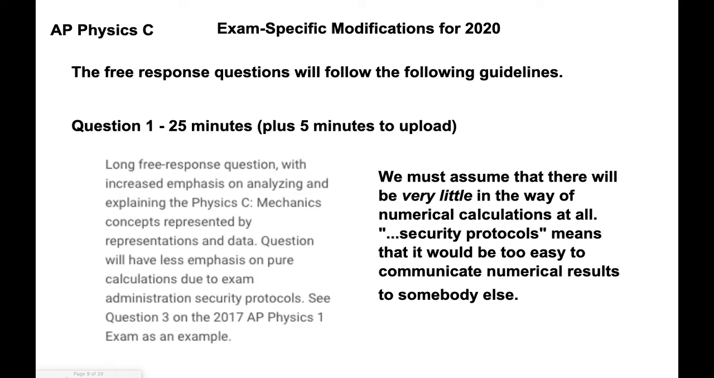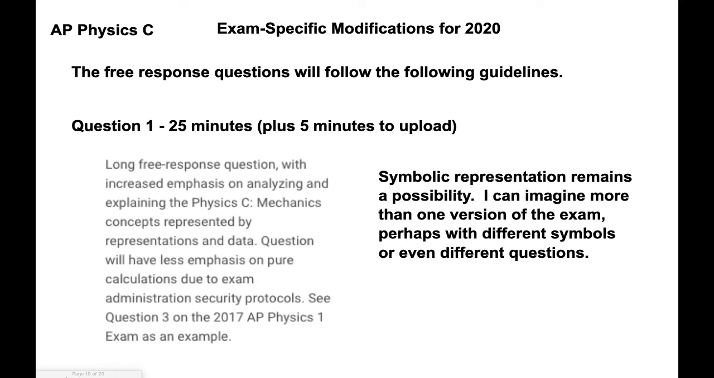I'm assuming that security protocols means that it would be too easy to communicate numerical results to somebody else, so they probably won't be present. Symbolic representation remains a possibility. I can imagine them using more than one version of the exam, maybe with different symbols, or even slightly different questions. So those are possibilities.